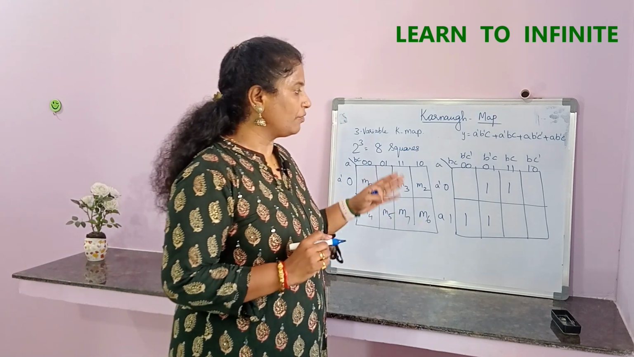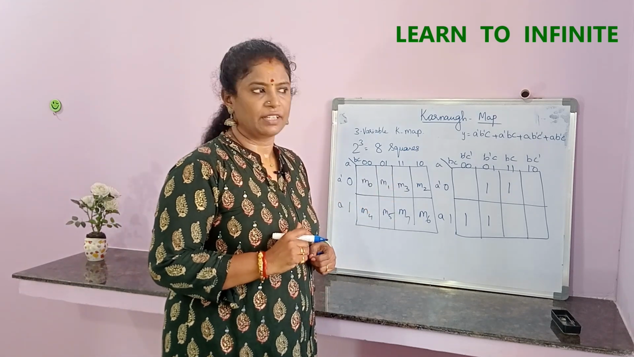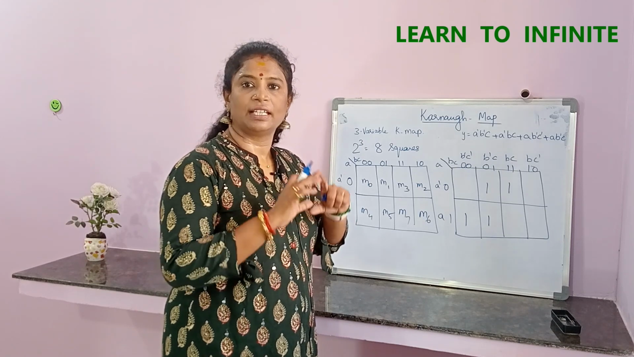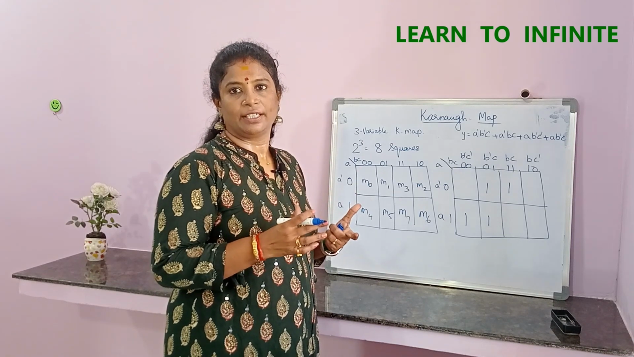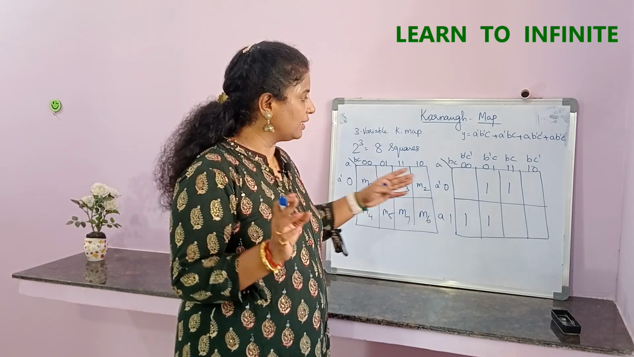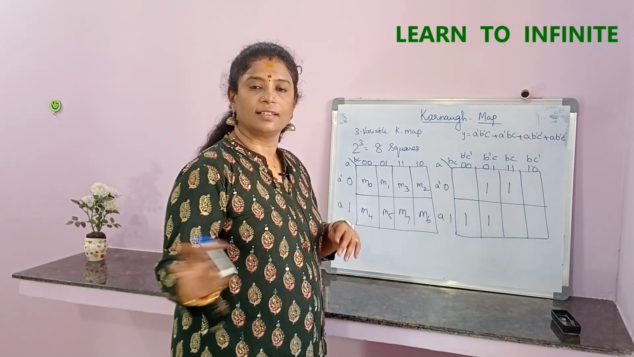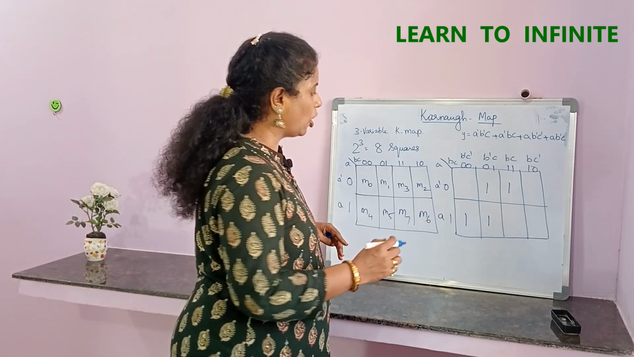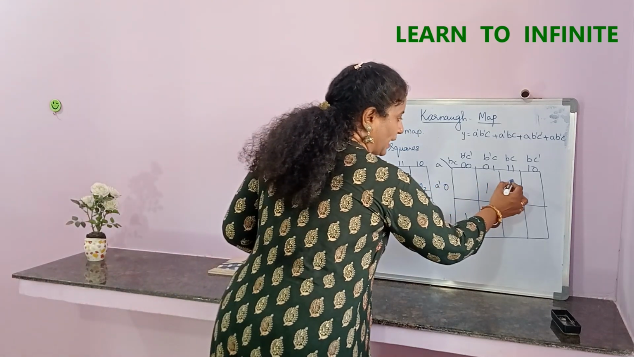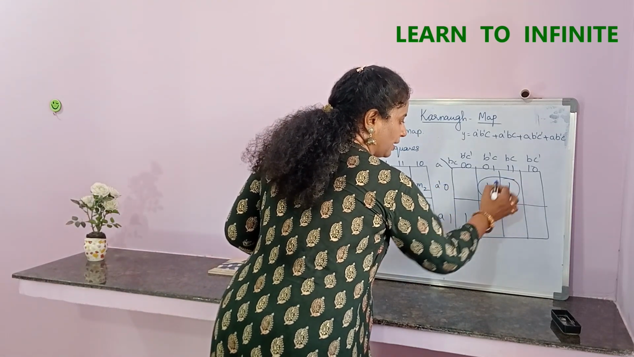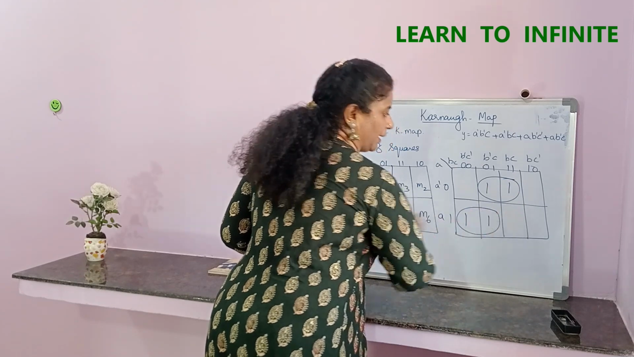Okay. So now we have to see whether there is a quad. Yesterday we have seen what is a quad, right? So when there are 4 ones together, you call it a quad. So here there is no quad because there are no 4 ones together. But there is a pair, right? So how many pairs are there? There are 2 pairs. This is your first pair and this is my second pair.